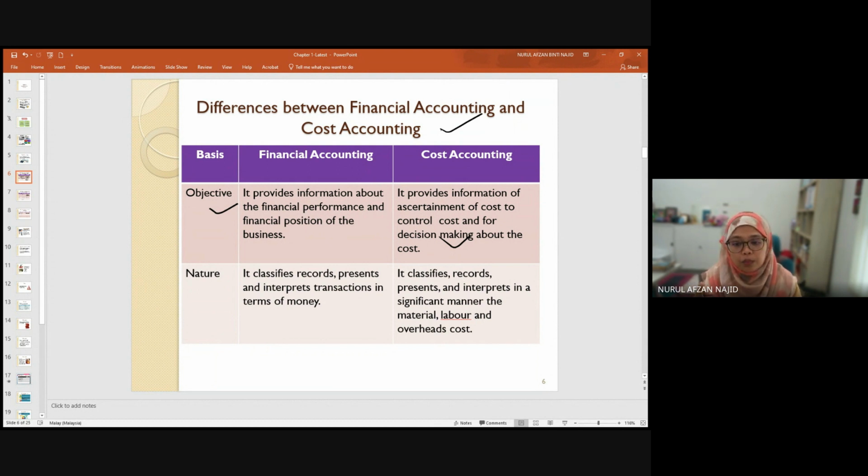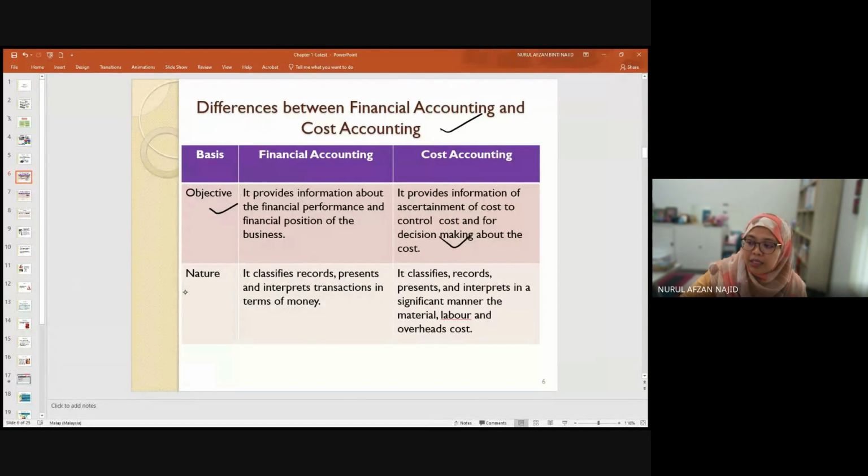Gardenia walaupun satu brand tapi dia keluarkan banyak produk. Dia ada roti putih, dia ada roti yang flavor iaitu coklat, strawberry, butterscotch and so on. Lepas tu dia ada keluar roti flavor pandan lah. Lepas tu dia keluarkan mie. So setiap produk itu dia ada profit yang tertentu for each of the product. Itu objective of cost accounting. Okay? Berbeza dengan financial accounting.